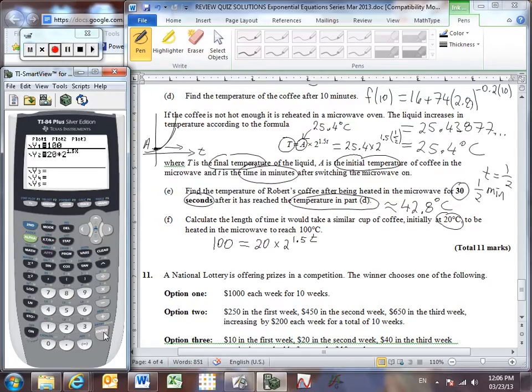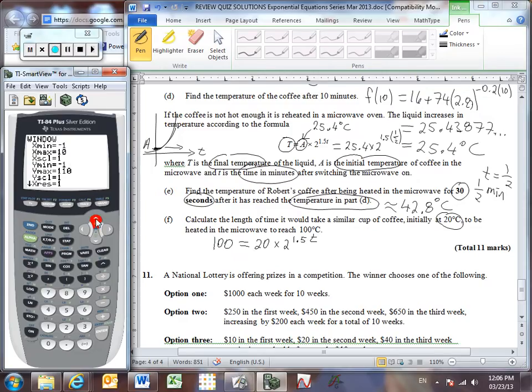Now, before I actually graph this, let's adjust the window. I know that my initial value of the coffee is 20, but it's going to be heating all the way up to 100. So I have to be able to see those values on the graph. So let's make my y max at least 100. I'm going to say 110. And my coffee starts off at 20 degrees, but I'm happy just seeing the x-axis by going a little bit below, maybe just -1.